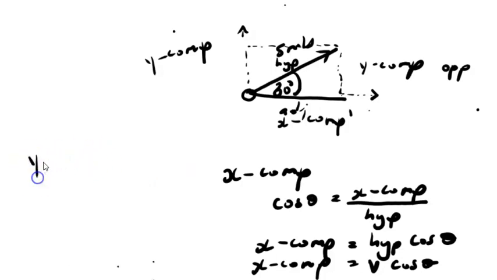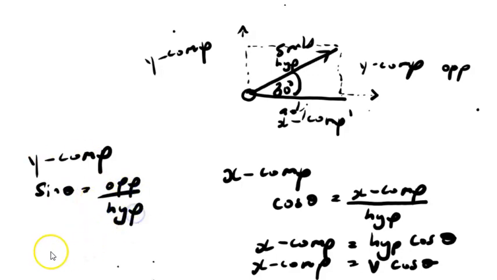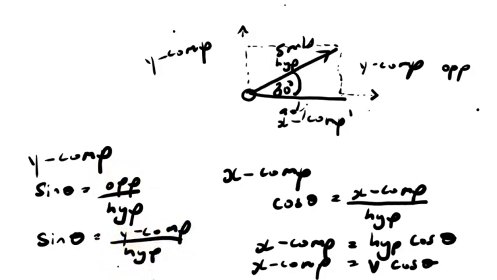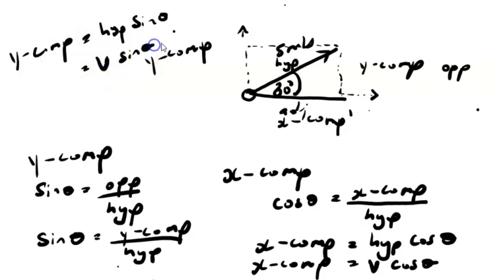Let's look at your y component. Your y component would be your opposite, and if you remember, sine theta is equal to opposite over your hypotenuse. So sine theta is equal to the opposite, which is going to be our y component, over our hypotenuse. Give me a second, let me erase this. Let me put that at the top here. So the y component is equal to the hypotenuse times sine theta, or let's call that v sine theta.